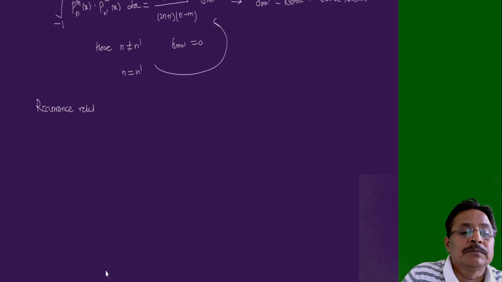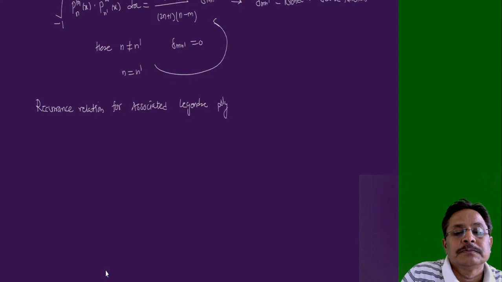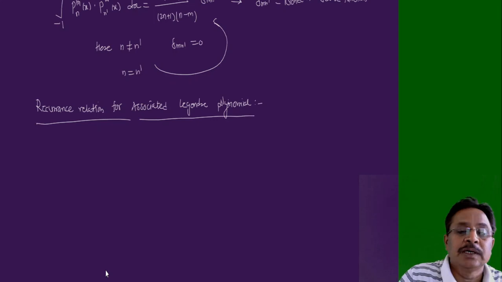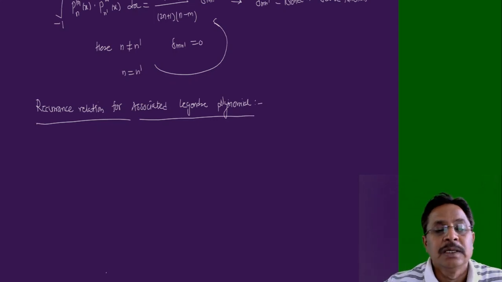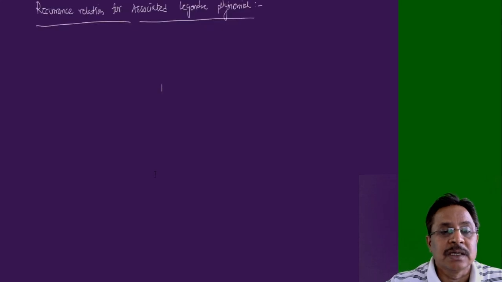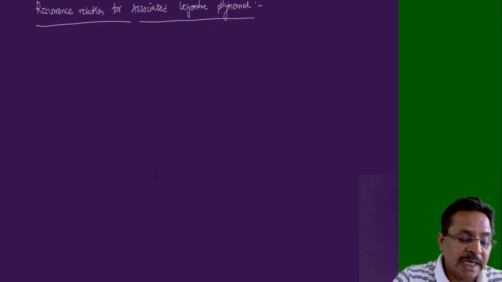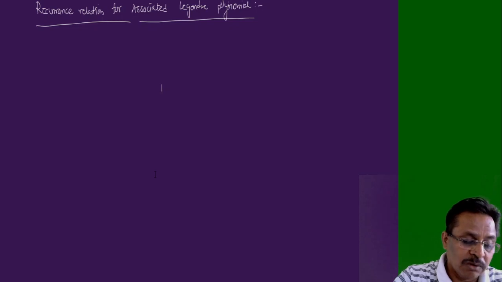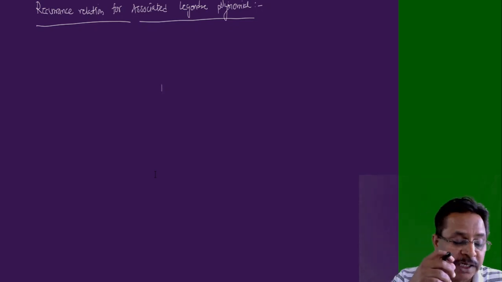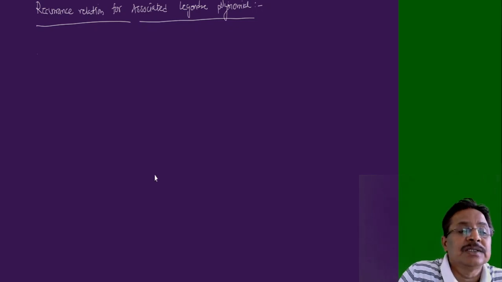Recurrence relation for associated Legendre polynomial. Now how to get this? Again, these particular derivations are a little bit difficult as compared to earlier, that is what we have seen in the ordinary Legendre polynomials. Here the first relation is this recurrence relation.